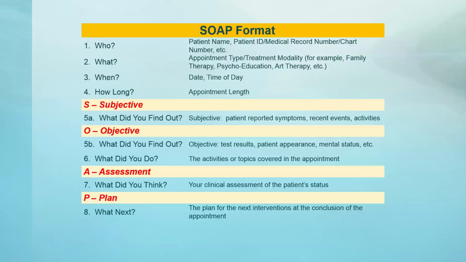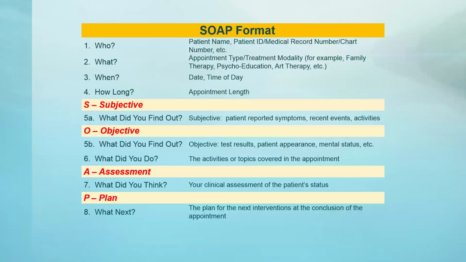Here's how they are in the SOAP format. If you're new to progress note formats, you'll quickly notice that SOAP, DART, and DAP are acronyms. You can see here that SOAP stands for Subjective, Objective, Assessment, and Plan. I've noticed with progress notes that people are most likely to get confused by what information to put where.